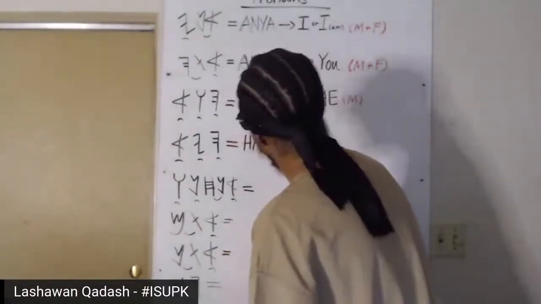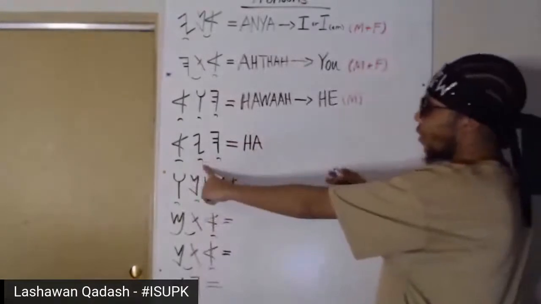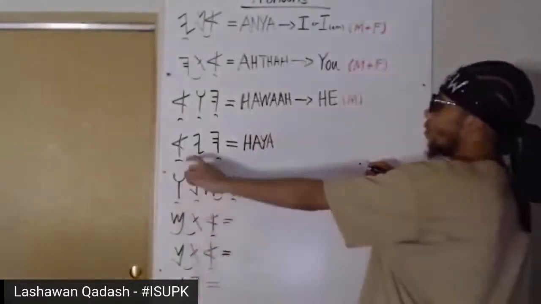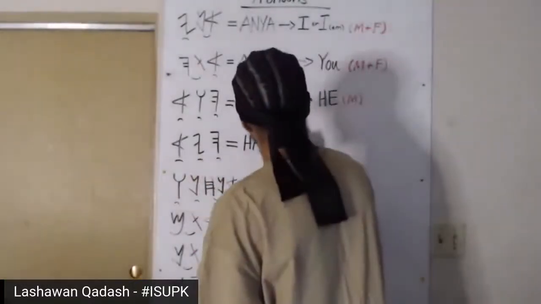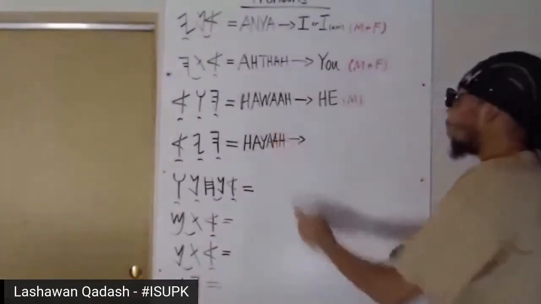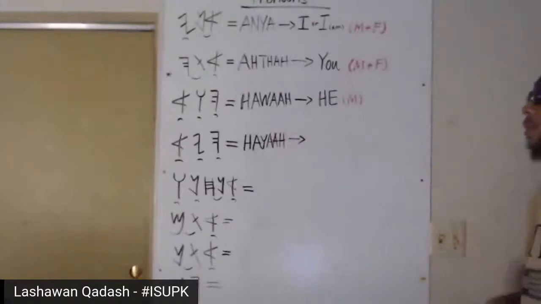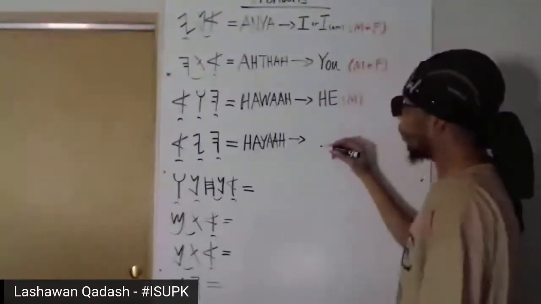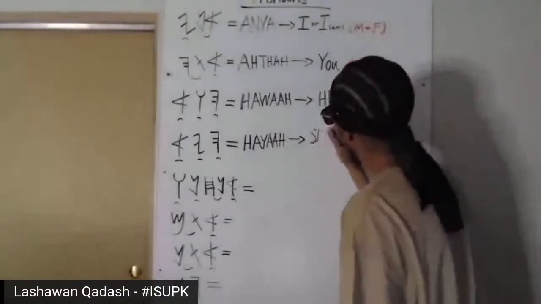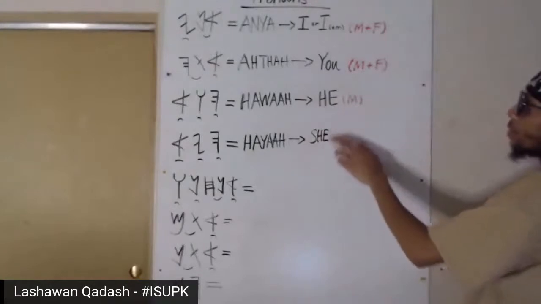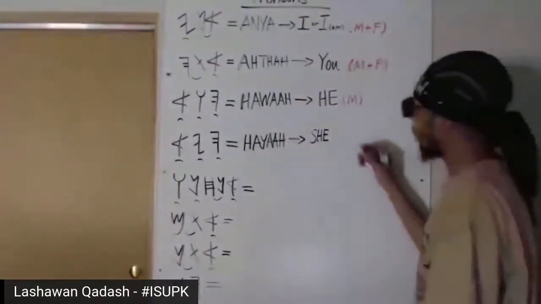All right, so HA, yeah, YA, and then the AH. Now, the difference between these two, one is masculine, the other one is feminine. Just like any language. Okay? All right. So, what does it mean? It means she. And I have it bold lettered that way for a reason, okay?